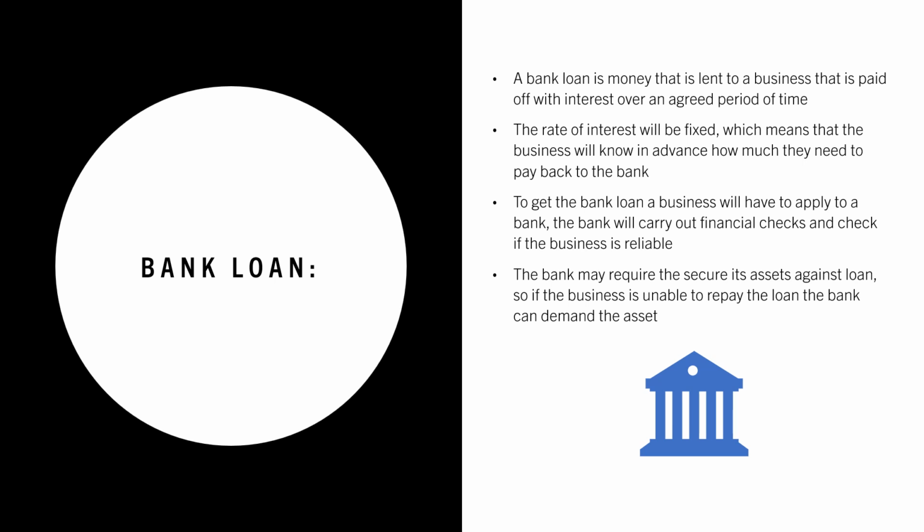To get the bank loan, a business will have to apply to the bank, and the bank is then going to carry out financial checks and check if the business is reliable for a bank loan. The bank may require the business to secure assets against the loan. So if a business is unable to repay the loan, the bank can demand that asset.